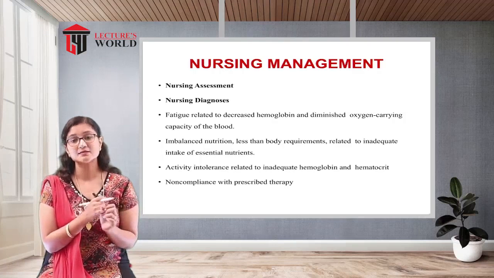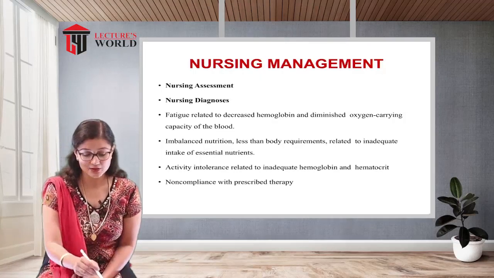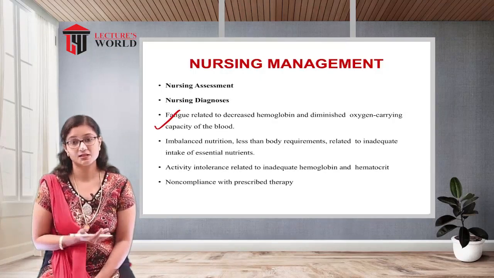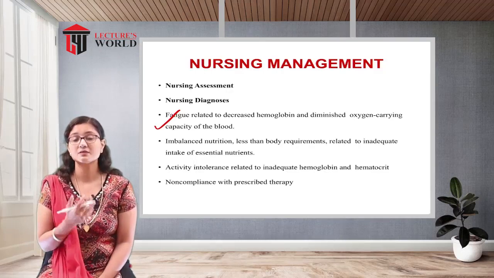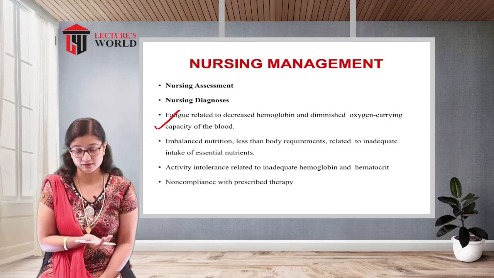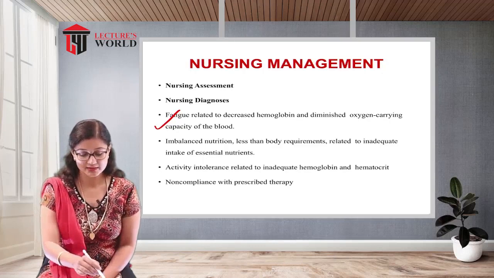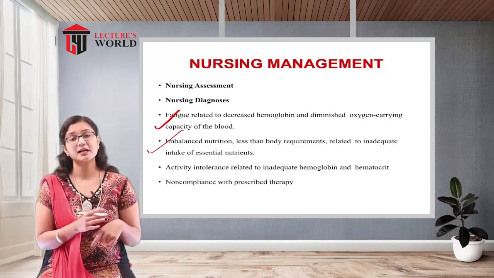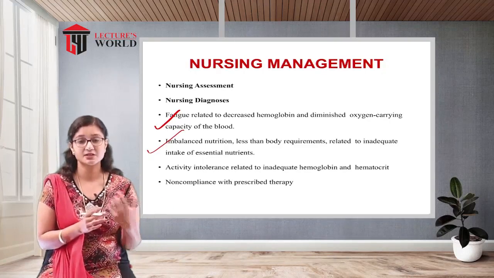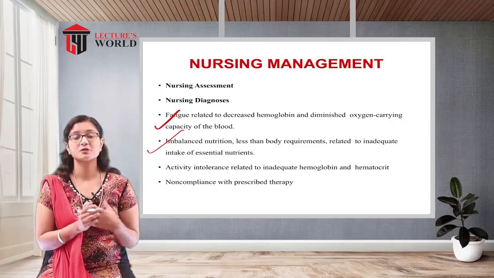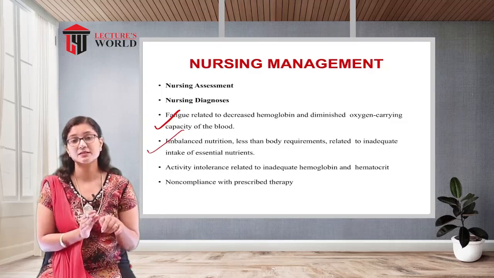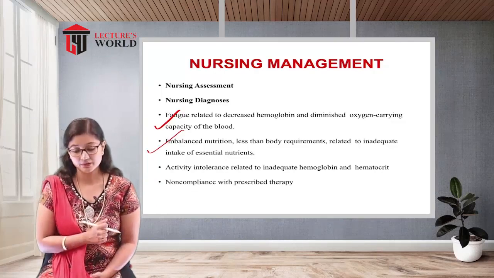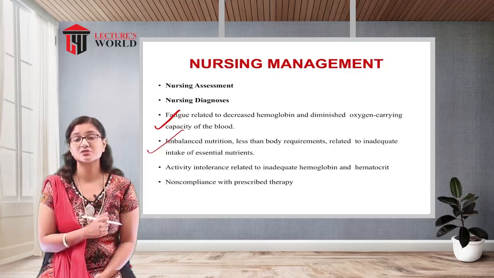Next is the nursing diagnosis. The first problem is fatigue, related to decreased hemoglobin and diminished oxygen carrying capacity of the blood. Here, blood is nothing but our RBCs. Next is imbalanced nutrition, less than body requirement, related to inadequate intake of essential nutrients, because if he were taking an adequate amount of iron, he wouldn't have suffered with anemia.